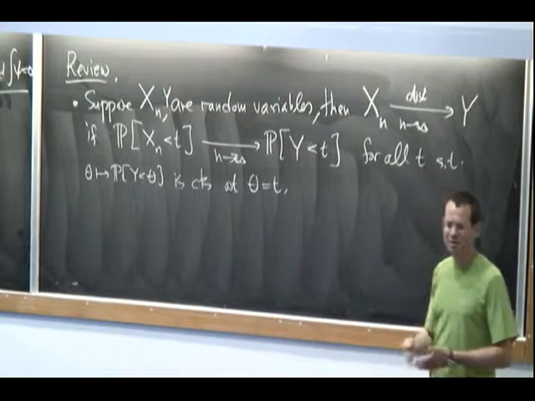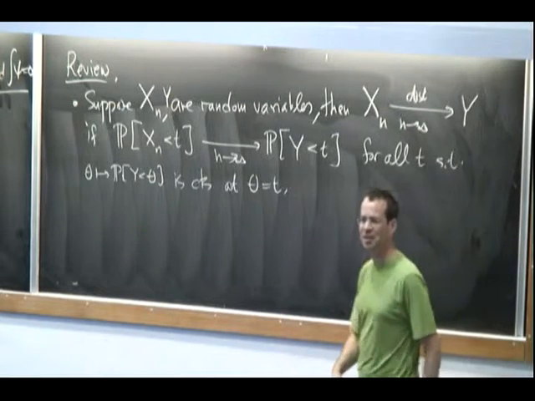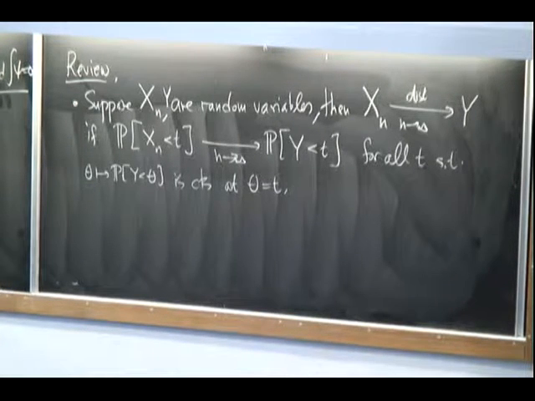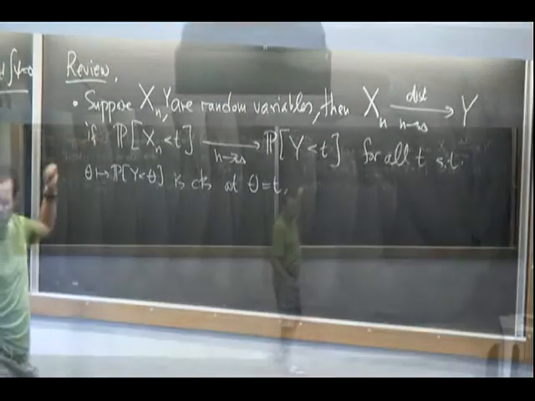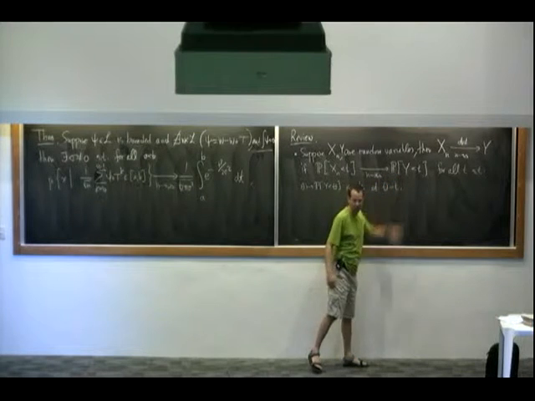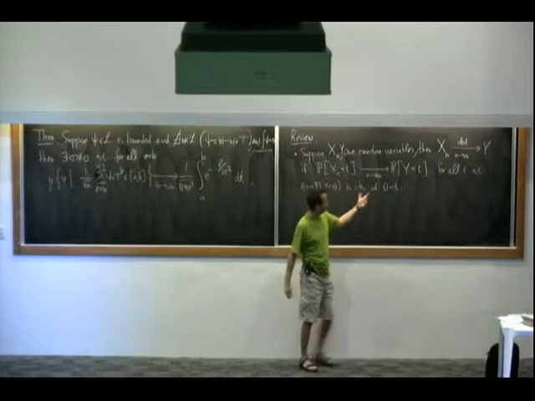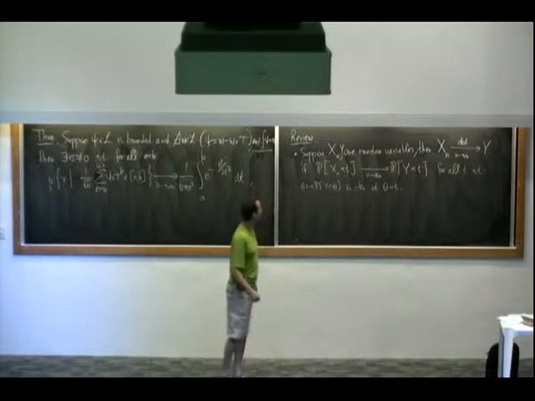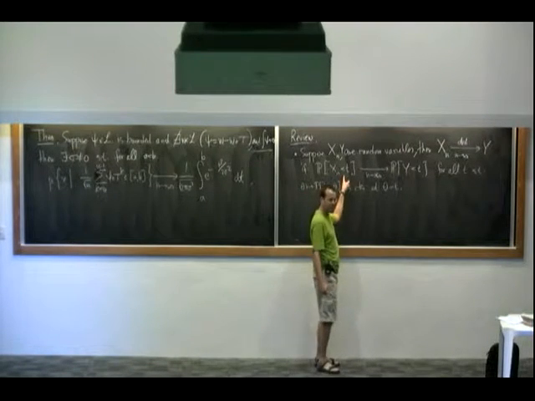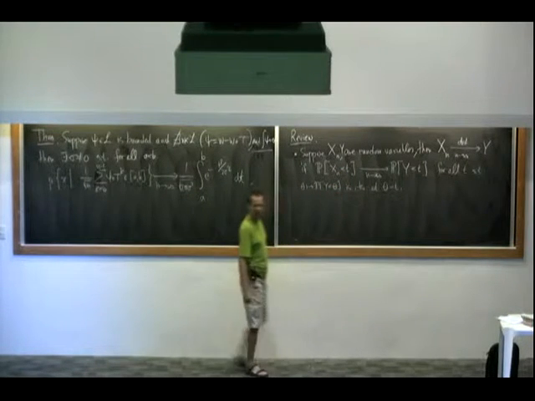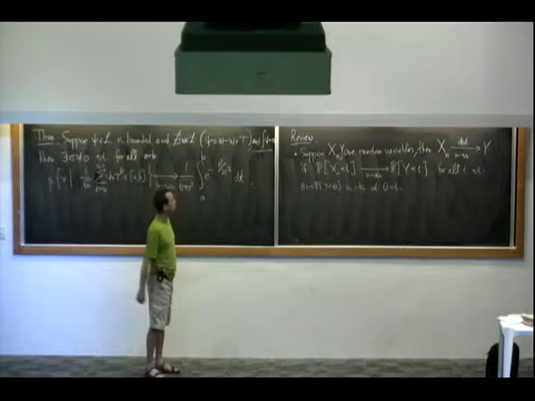This condition here, ignore it. In our case, we are talking about the normal distribution. The normal distribution is continuous everywhere. So convergence in distribution to the normal distribution is the same as this convergence for all t. But in general, if the distribution of Y has atoms, has jumps, then you need to be careful whether this is strictly less than t or less than or equal to t. It makes a difference. And that's why you have to make this additional condition.